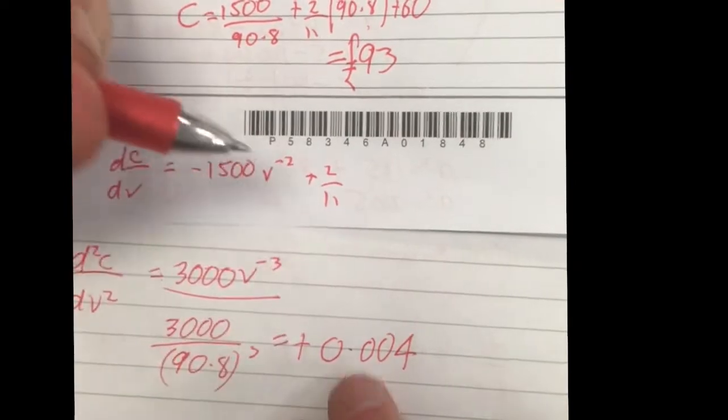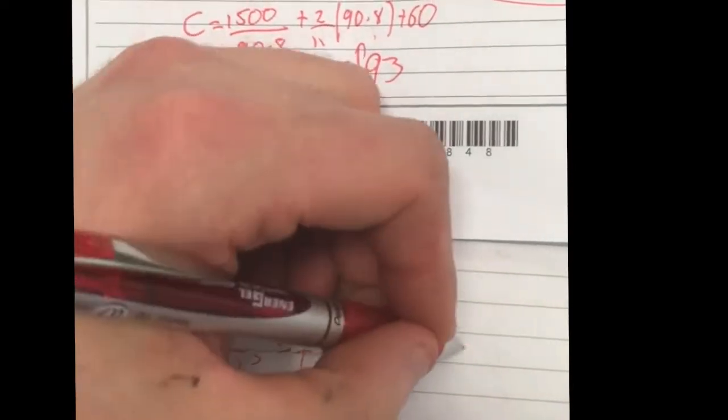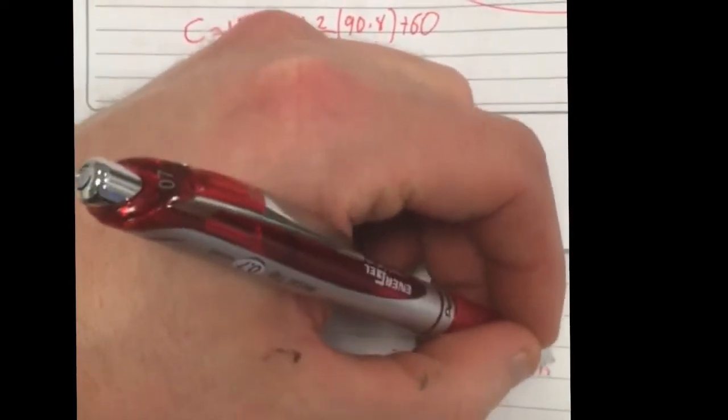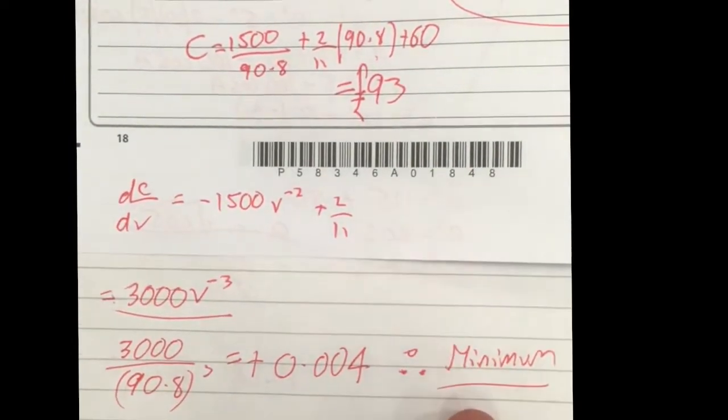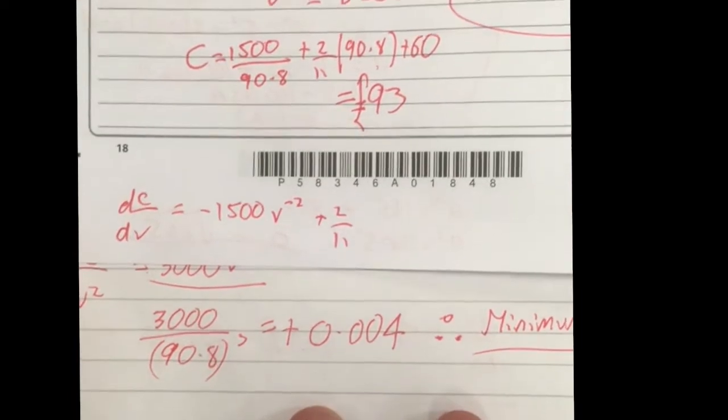We get 0.004, which is positive. Just positive, but it is positive. Therefore, this is a minimum, which you need to have in your notes as well. Okay, last bit, state one limitation of the model.